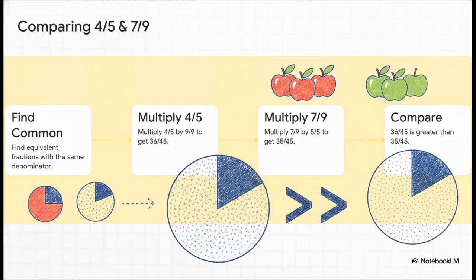So, what happens if we need to compare two fractions that look absolutely nothing alike? Say 4/5 and 7/9. The text gives us this really great, logical, step-by-step method. Step 1, we find a common denominator, so we're actually comparing apples to apples. If we multiply 4/5 by 9/9, we get 36/45. Then, if we multiply 7/9 by 5/5, we get 35/45. Now the fractional unit is exactly the same for both, 1/45. And 36 of those units is clearly greater than 35 of those units. So, 4/5 wins the matchup.